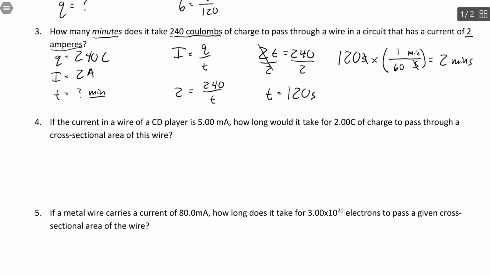Number 4, if the current in a wire of a CD player is 5 milliamps, ooh, that little m, don't ignore that. Just because you maybe don't understand what that is, don't just ignore it and say 5 amps. The current is 5 lowercase m capital A. So that stands for milli. So the current is 5 milliamps. How long would it take for 2 coulombs of charge, so Q is equal to 2 coulombs, to pass through a cross-sectional area of this wire?